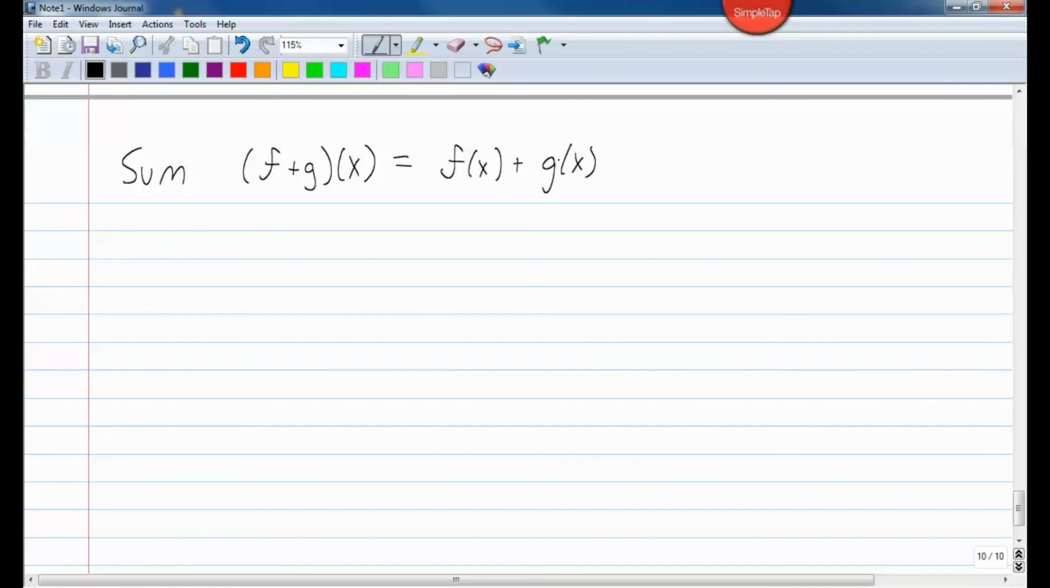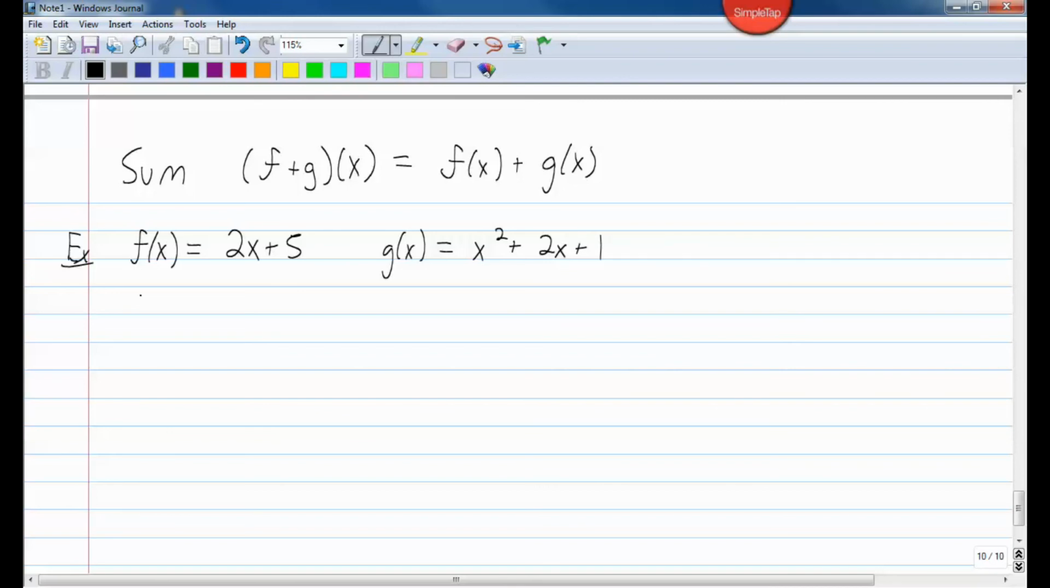So let's say I had two functions, f and g. If you see this notation right here, f plus g of x, that just means take the first function and add the second function. Most of the time you're just adding like terms. So for example, let's say that f of x equals 2x plus 5 and g of x equals x squared plus 2x plus 1.